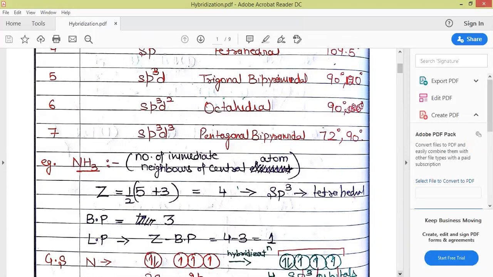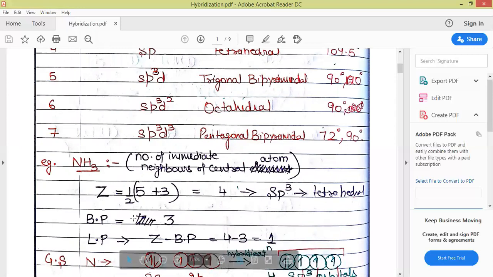First example we are taking is ammonia. The central atom is nitrogen, and the number of immediate neighbors of the central atom is 3. That is, 3 hydrogens are there. So bond pairs are going to be 3.